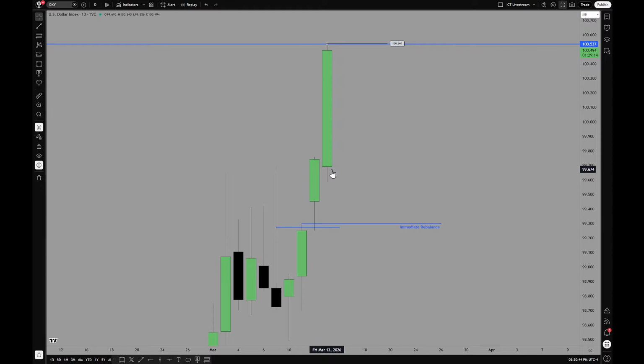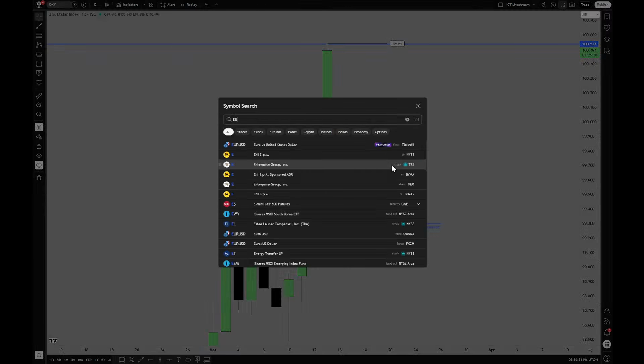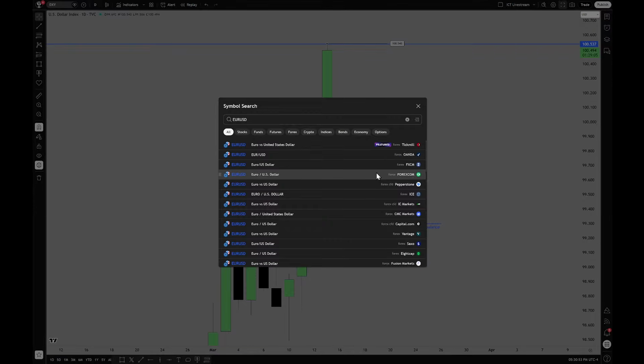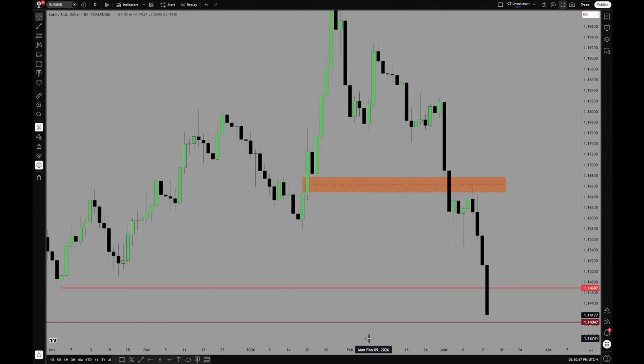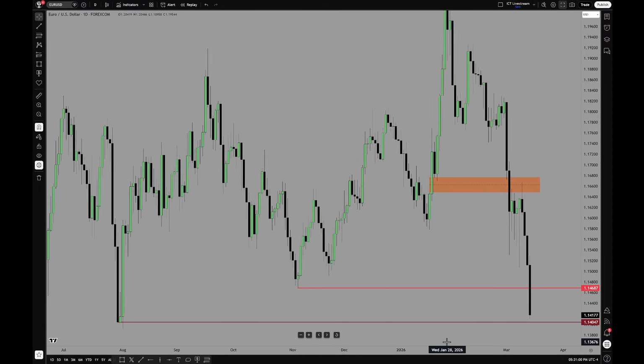And what do you think the euro did in response to this? Well, let's take a quick look at euro. I'm already doing too much talking as it is. So here is the euro. Let me put the levels on so you can see what we were looking for.